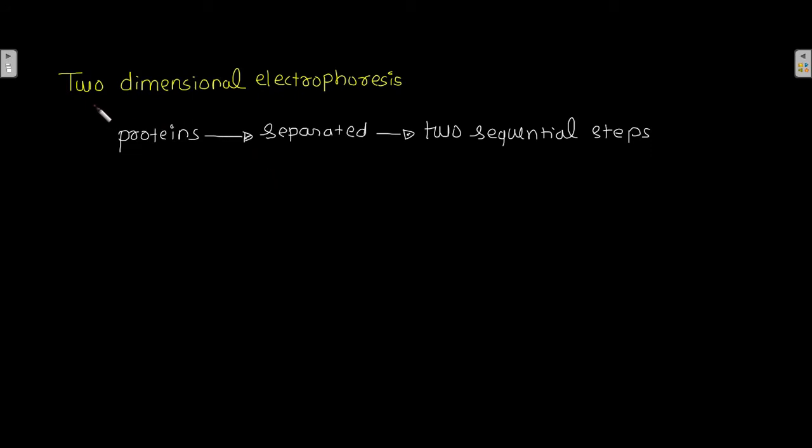So in two-dimensional electrophoresis, the proteins are separated in two sequential steps. First, they are separated on the basis of their charge, and then they are separated based on their mass. First, you are separating them on the basis of their charge, and after that, you are separating them on the basis of their mass.